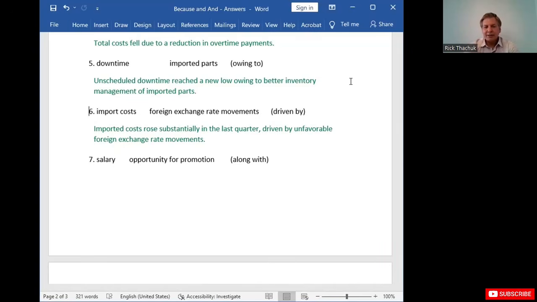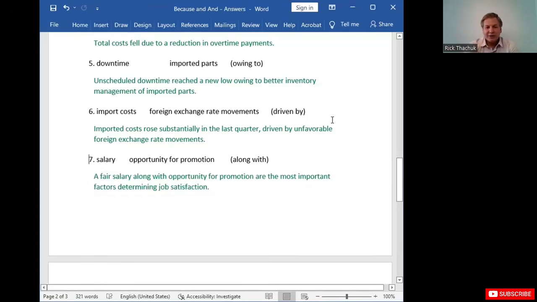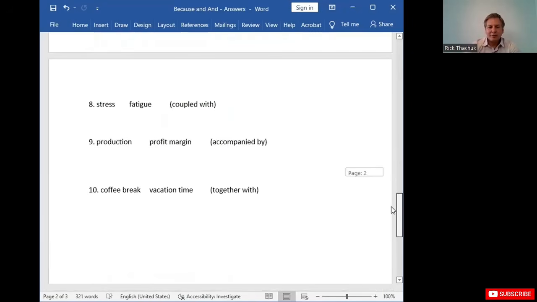Number 7, salary, opportunity for promotion, along with. All right, what do we got for this one? A fair salary along with opportunity for promotion are the most important factors determining job satisfaction. Let's continue.